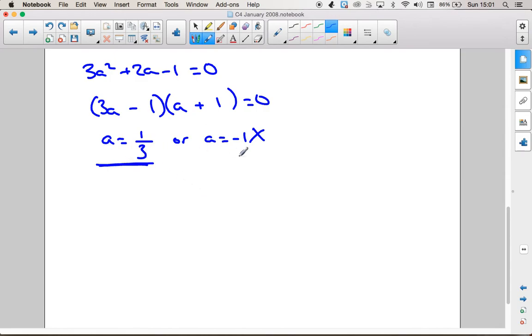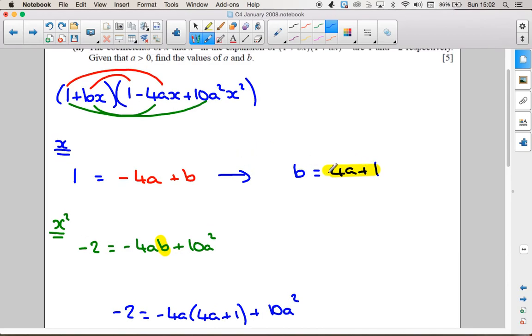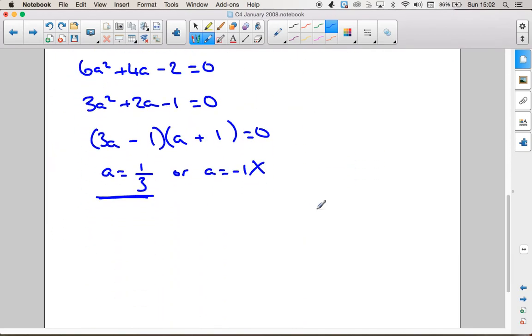So once we've got what a is, we can go back and work out what b is. b is 4a plus 1. So that's 4 thirds plus an extra 3 thirds. So that's going to be 7 thirds for b.